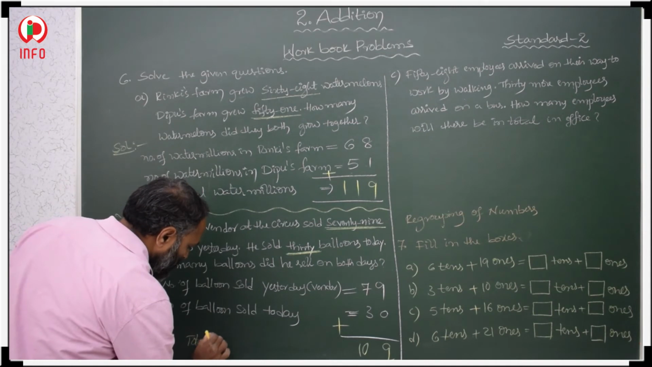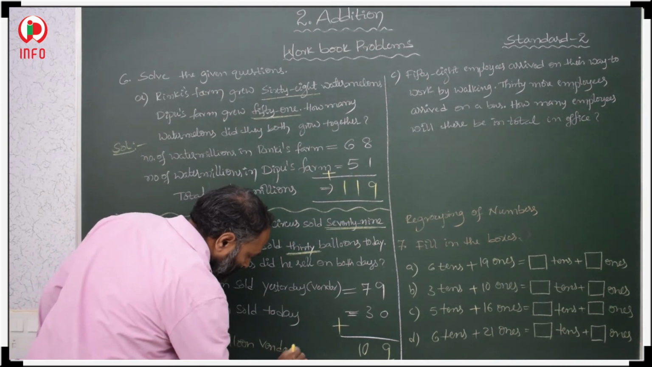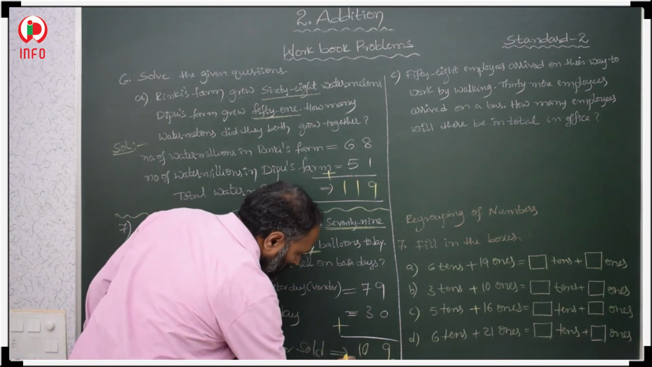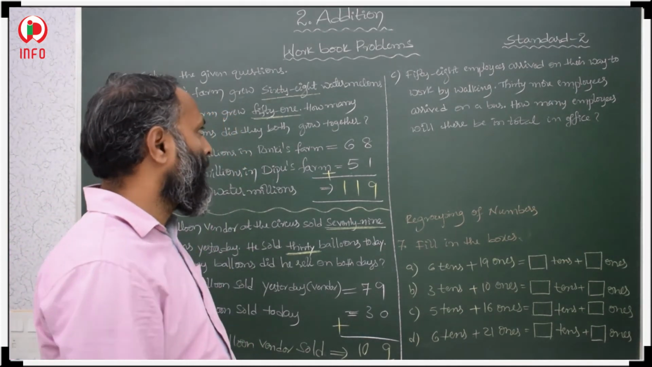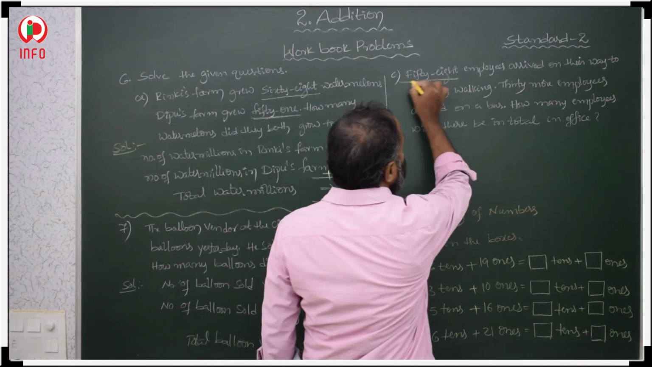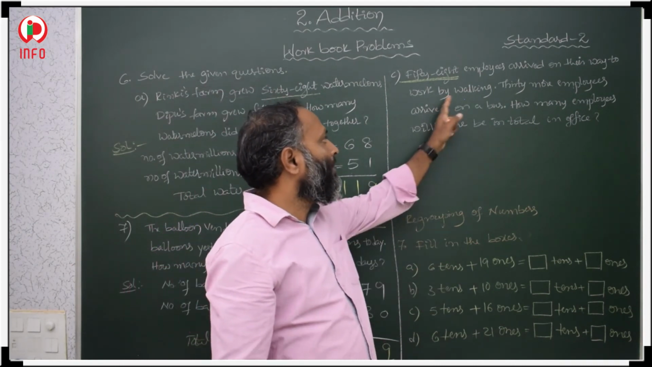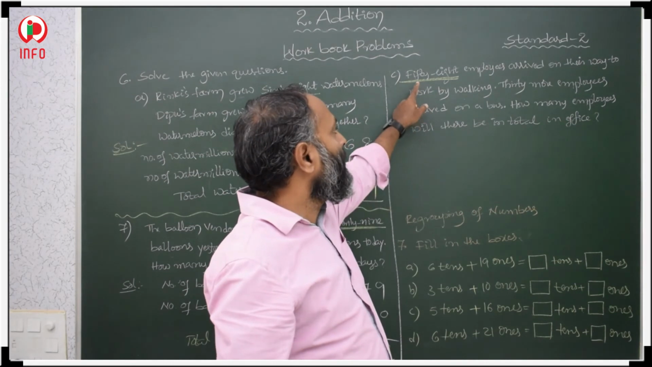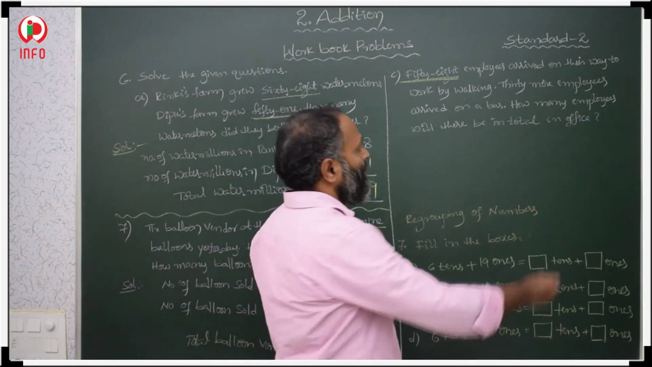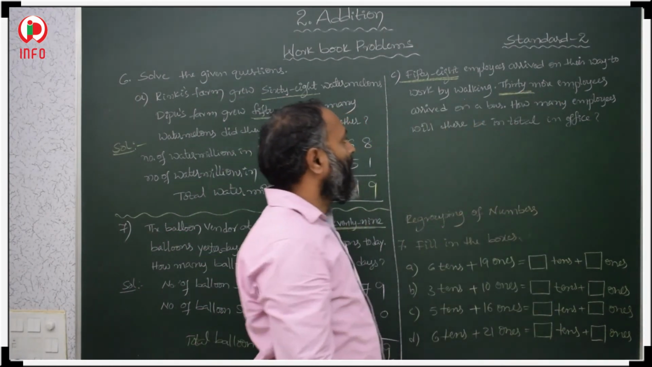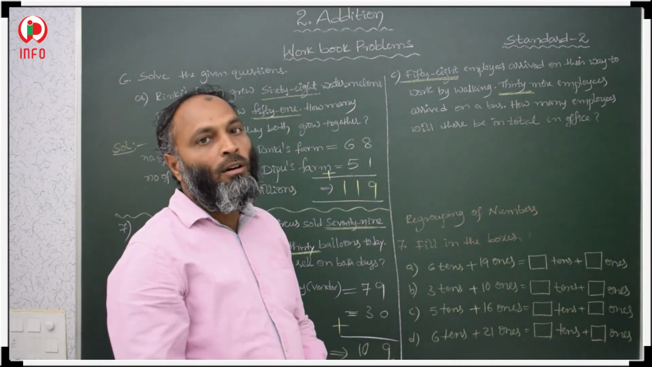Total balloons the vendor sold: 109 balloons. Next, 58 employees arrived on their way to work by walking. By walking, how many employees are coming to the office? 58. And 30 more employees arrived on the bus. Then how many employees will there be in total in the office?